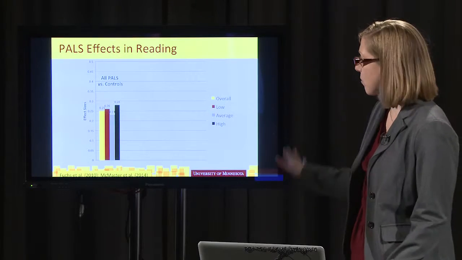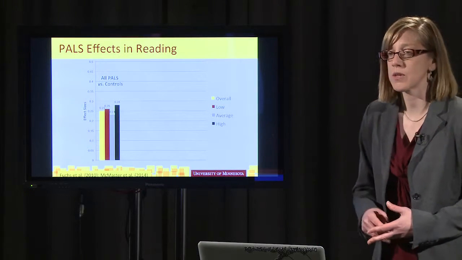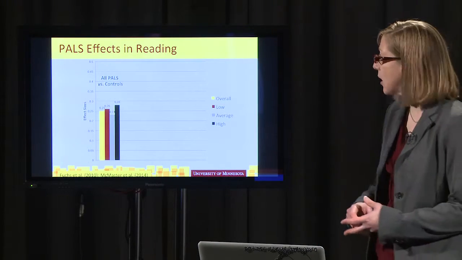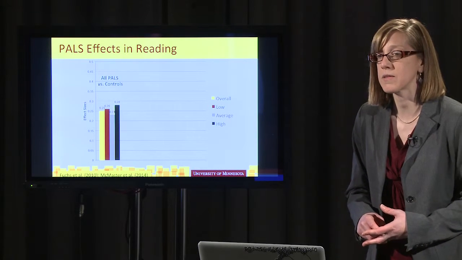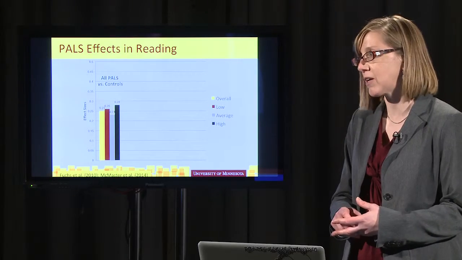I'm going to walk you through a series of bars here. Now that gold bar is the students overall. The maroon bar is the low-performing students. The gray bar is average-performing readers, and the black bar is high-performing readers.